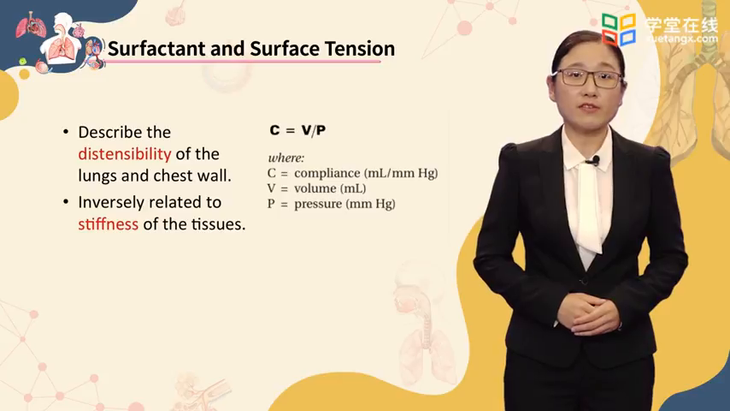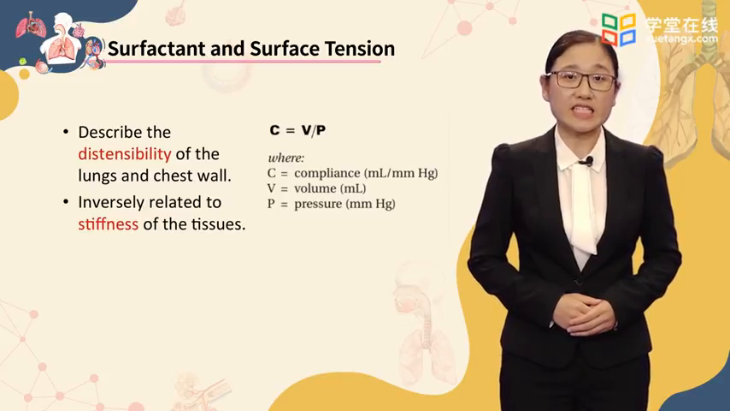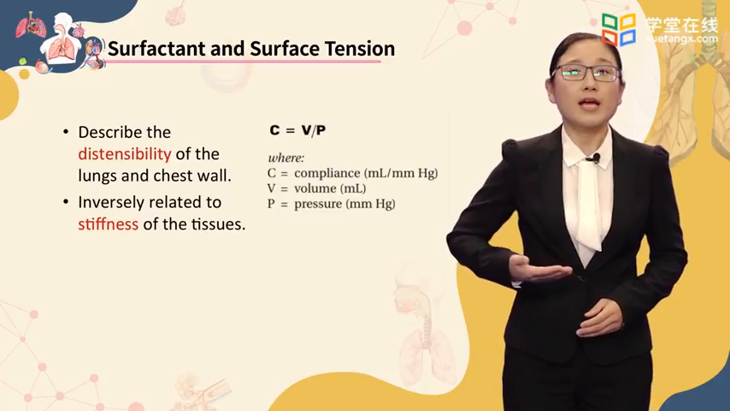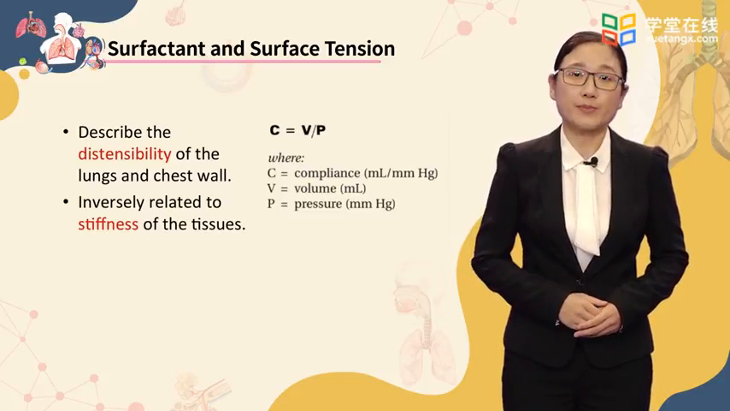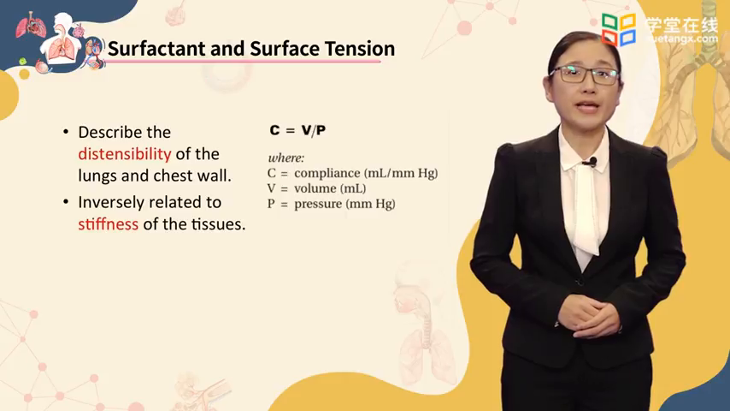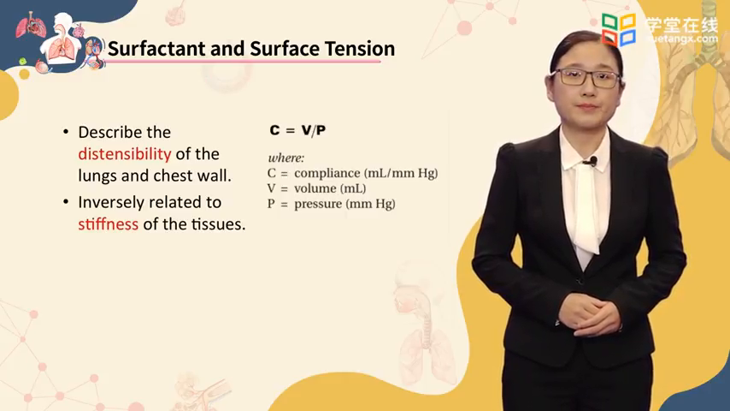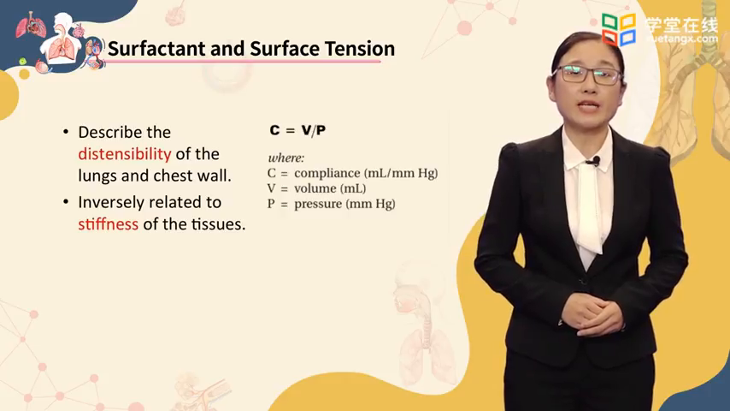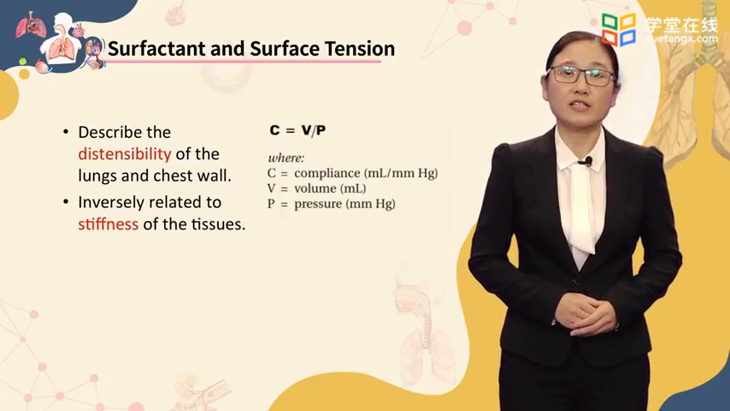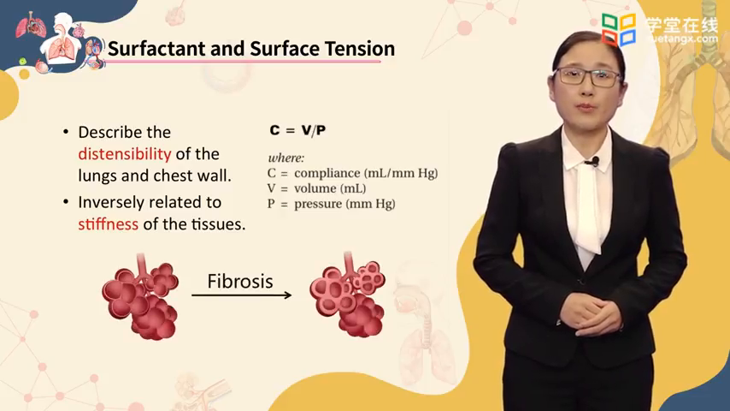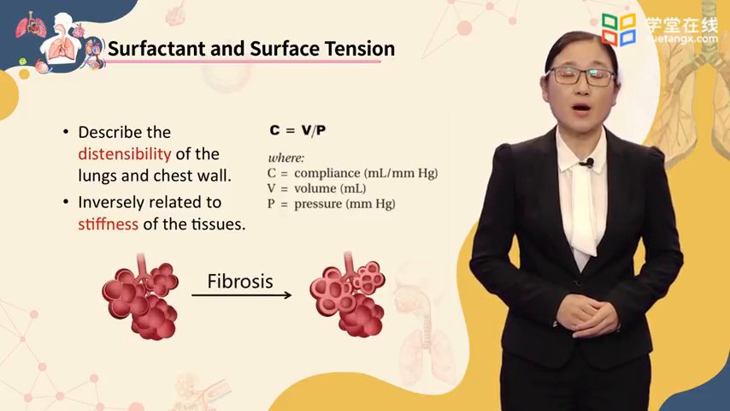Another factor involved in elastic resistance is the compliance of the lungs and chest wall. It is a kind of ability to expand, calculated by the changed volumes per unit pressure, and it is inversely related to the stiffness of the lung tissues. For example, pulmonary fibrosis decreases lung compliance.